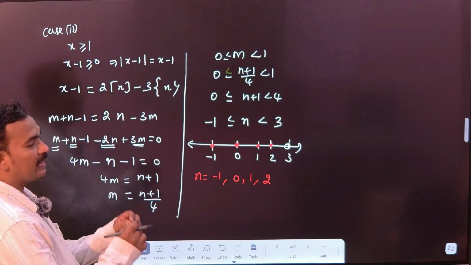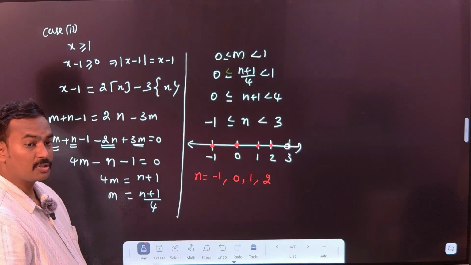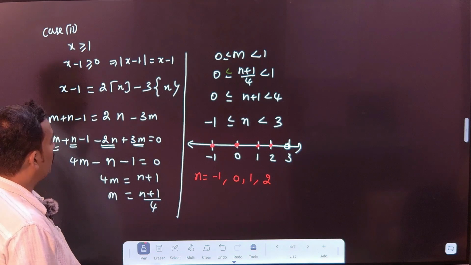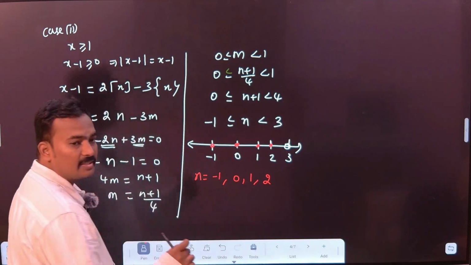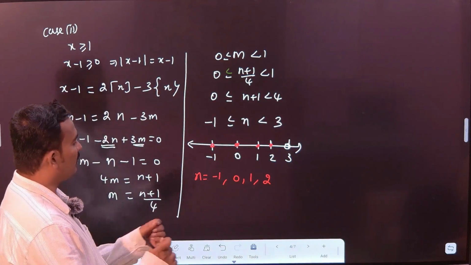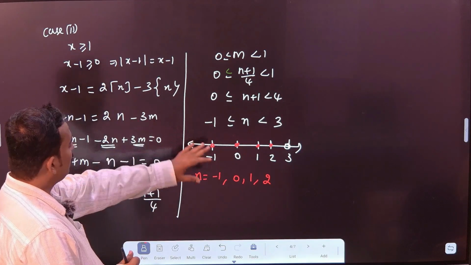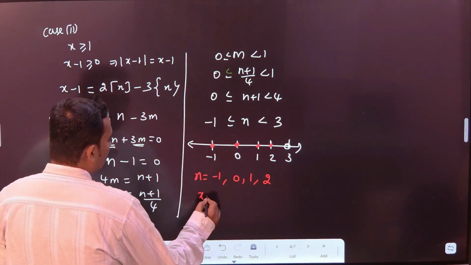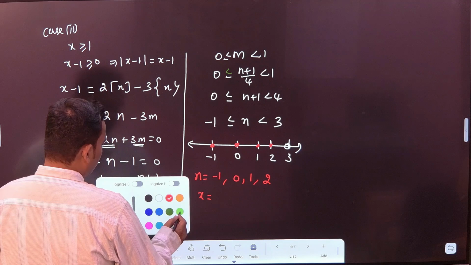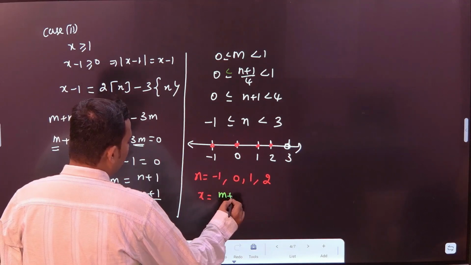Clear? But we are taking x is greater than or equal to 1. You have to check that case also, right? But before, in the other case, the solution set is empty, so you don't need to check that case, right? Here, you have to find the x value. What is x here? You can see, student, x is equal to m plus n.